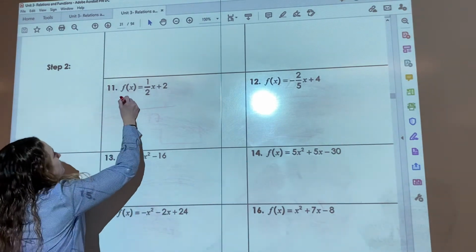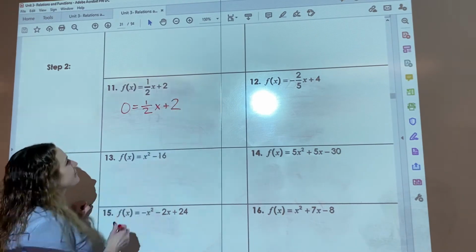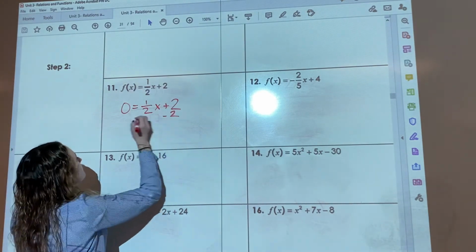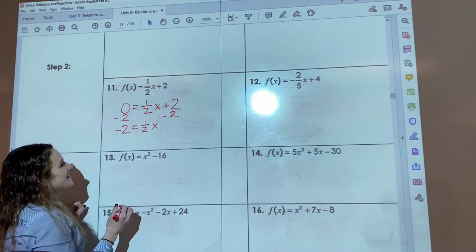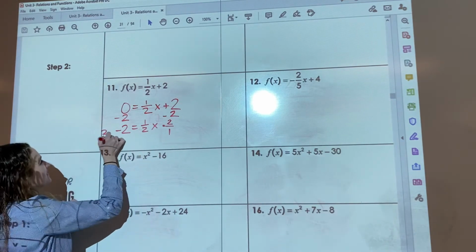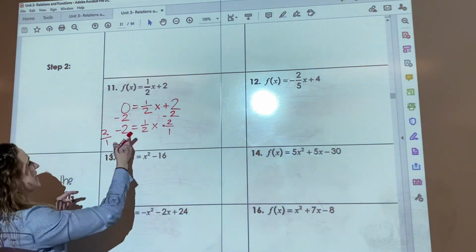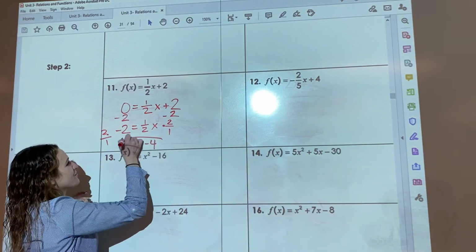Again, let's set this equal to 0 and solve. Let's subtract our 2, giving us -2 equals 1/2 x. And instead of dividing by 1/2, I'm going to multiply by the reciprocal, which is +2 over 1. So -2 times +2 would give me a -4.